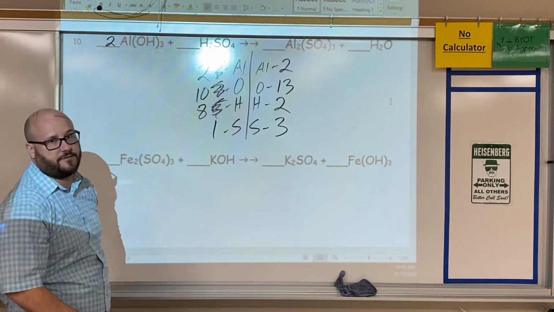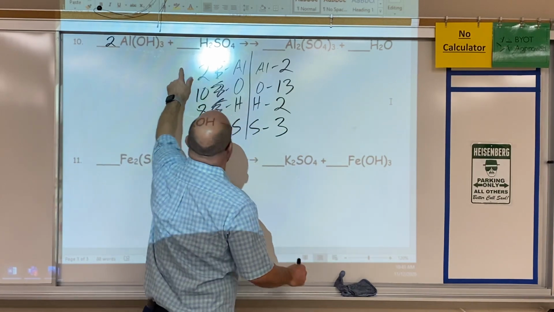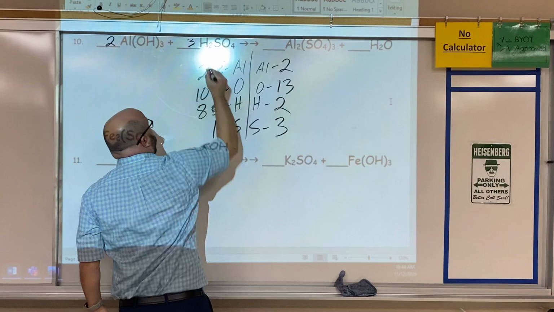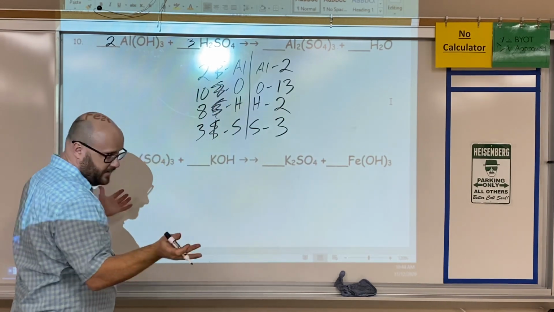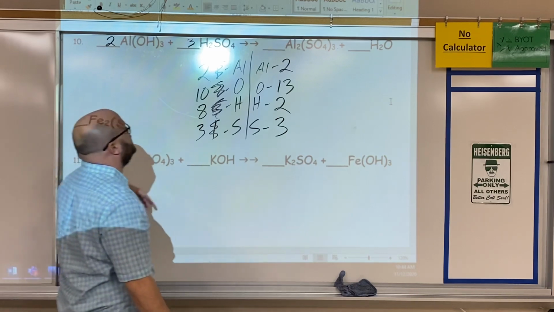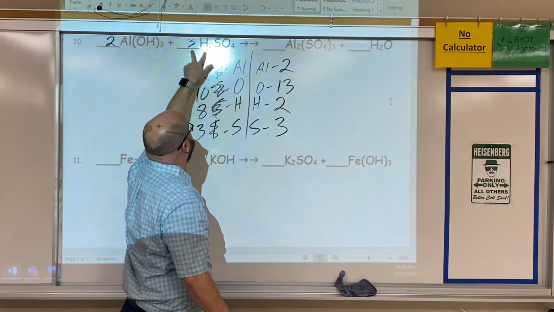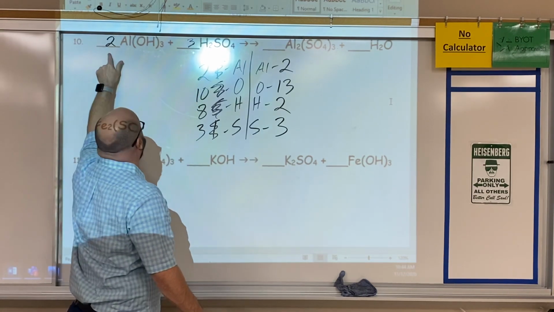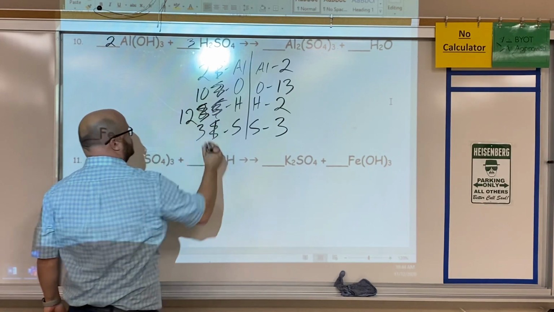So aluminum's good. We're saving these for last. Let's make sulfur fixed. We want to make 3 on the reactant side, just like we do on the product. So we're going to put a 3. Now we're going to go back and update again. This is where it gets challenging. 3 times 2 is 6. 3 times 2 is 6. 6 plus 6, 12.